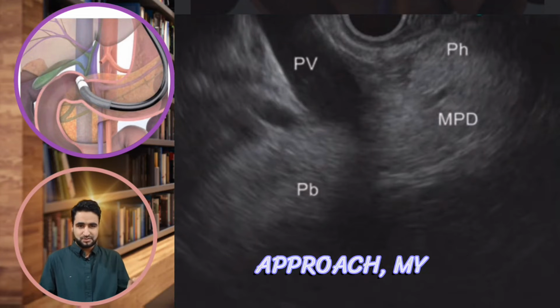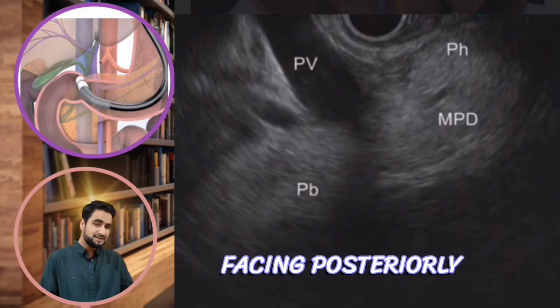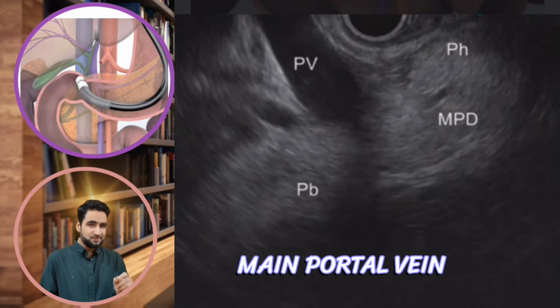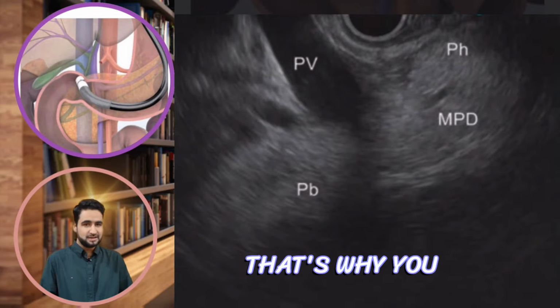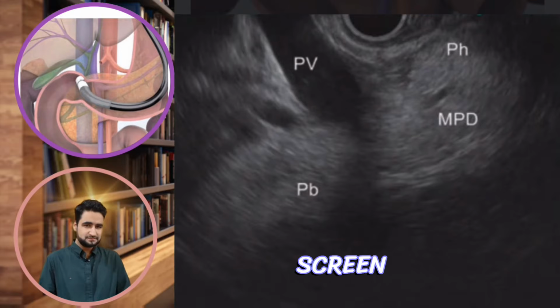Coming back to the approach, my transducer in the duodenal bulb is facing posteriorly and leftwards. In this position, main portal vein will be in the field of tip beam. That's why you should search for it on the left side of your screen.